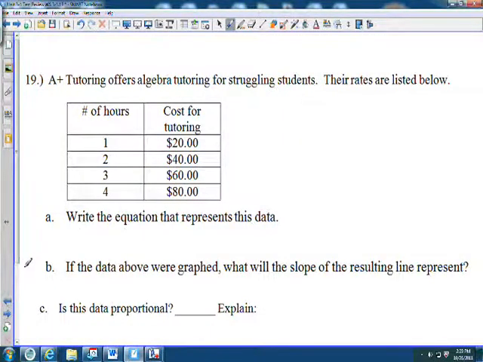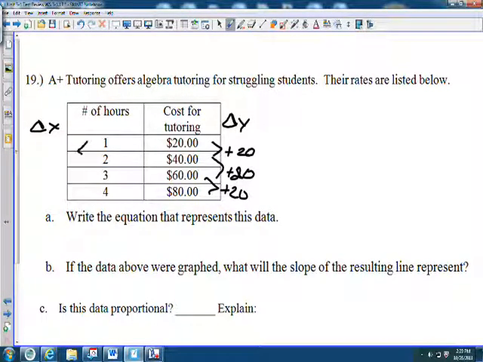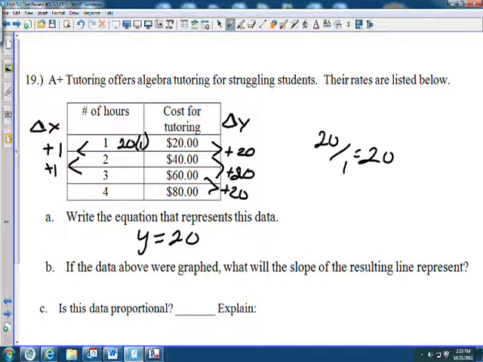All right, a tutoring company, write the equation of the data. What I'm going to do is delta y, the change in y right here, plus 20. Delta x, plus 1. So I have 20 over 1, which is 20. Well, 20 times 1 is 20. My equation would be y equals 20x.